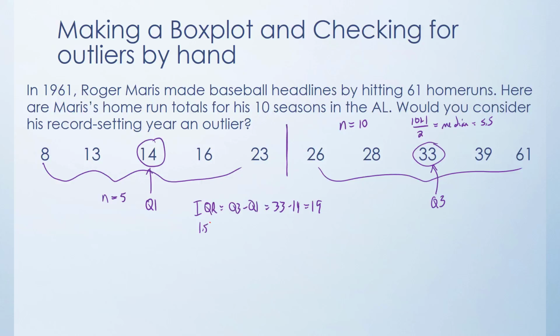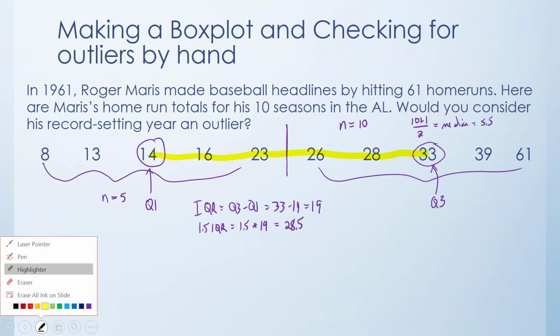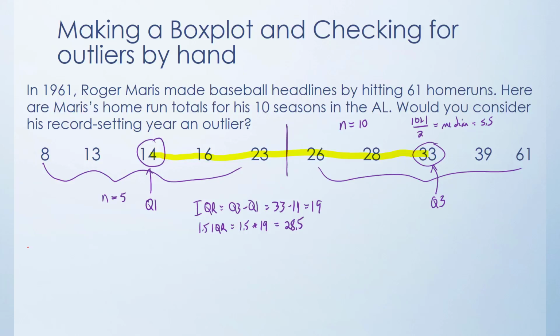We're going to make that 50% bigger, so we're going to multiply it by 1.5. So 1.5 times 19 is going to give me 28.5. Remember, this interquartile range is the distance from quartile 1 to quartile 3, from the 25% mark to the 75% mark. So this is saying that our middle 50% of the data spans 19 home runs.